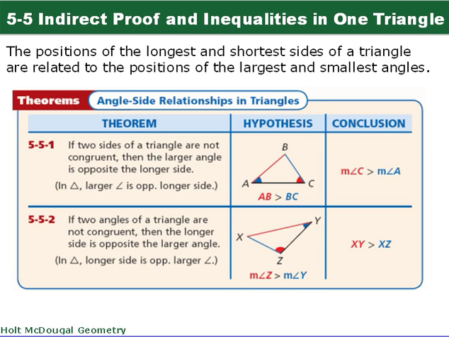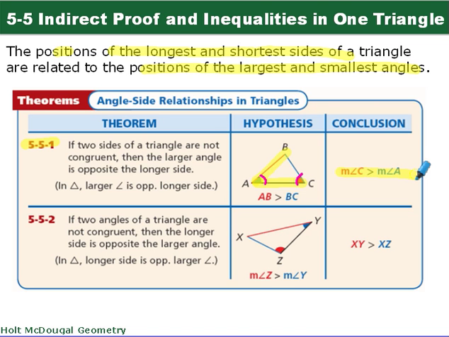All right, so we have theorems that tell us about the relationships between the sides of the triangles and the angles. So as it says here, the positions of the longest and shortest sides of the triangle are related to the positions of the largest and smallest angles. So theorem 5-5-1, if two sides of a triangle are not congruent, then the larger angle is opposite the longer side. So in this example, AB is larger than BC, so the angle across from AB, which is angle C, is going to be larger than angle B, and that's what the conclusion is. Angle C is larger than angle A, not angle B.